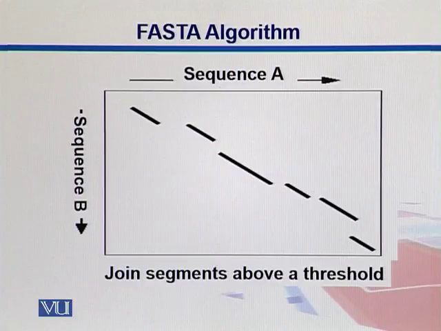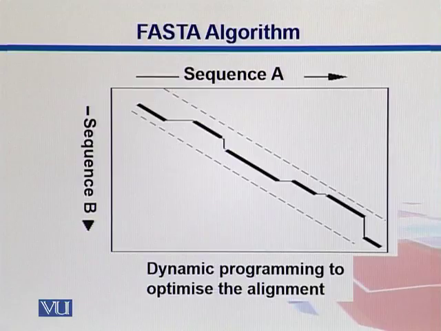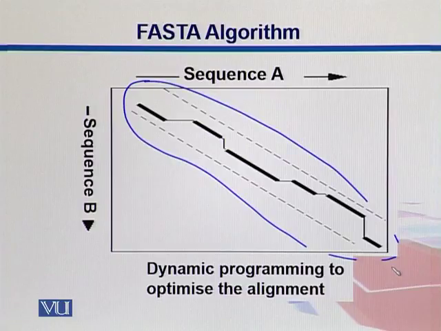Then we join those retained segments, which have scores above some threshold, with one another. And then we do some dynamic programming to optimize those alignments. We try to bring them further close, and in the region in the middle, these are the segments which are highly related with one another.